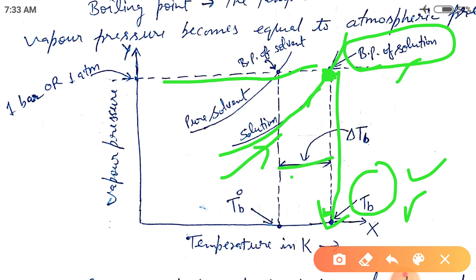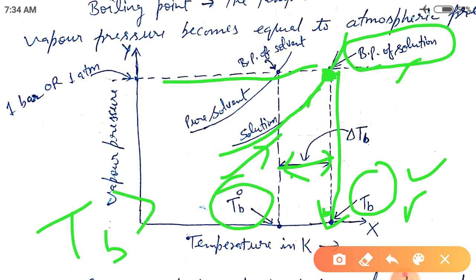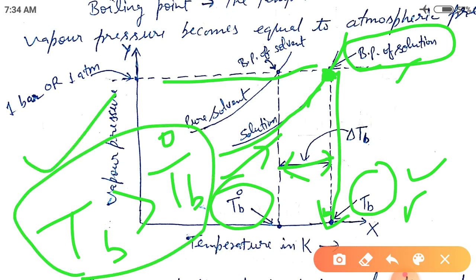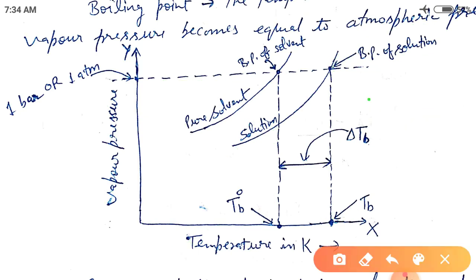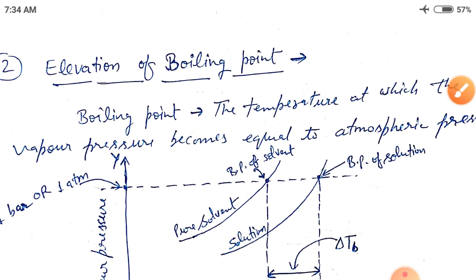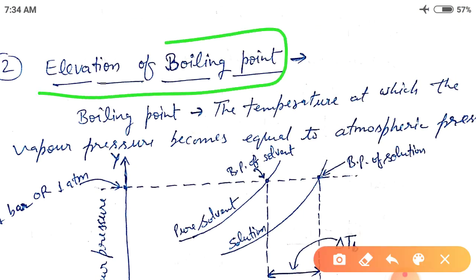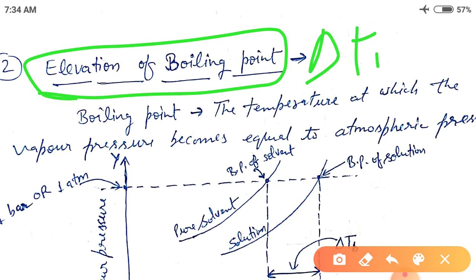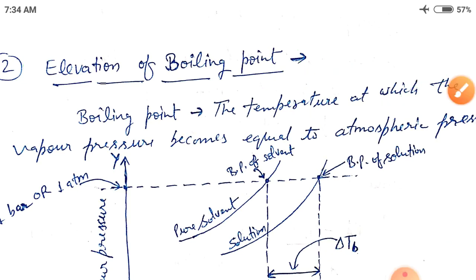Now there is a difference between the TB and T naught B. Here TB is greater than T naught B. Hence this is the delta TB. This delta TB is actually the elevation of boiling point. This is the elevation of boiling point, delta TB. Got it?